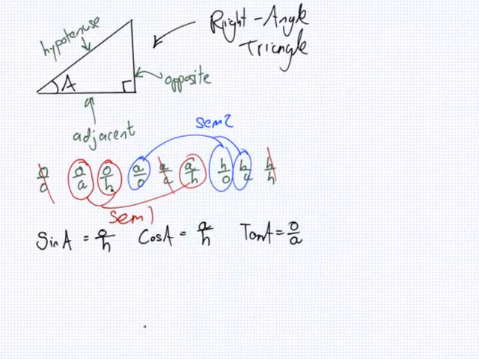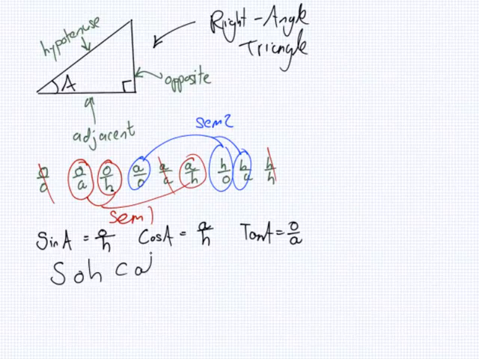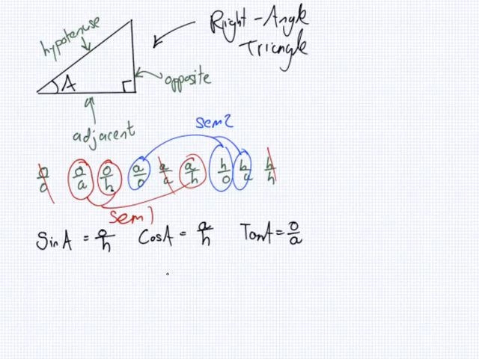There are ways to help you remember this. So this one is SOHCAHTOA. Sine is opposite over hypotenuse. Cos is adjacent over hypotenuse. Tan is opposite over adjacent. Correct. Okay, can you write this down? Can you write the word?